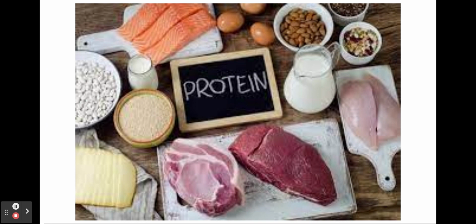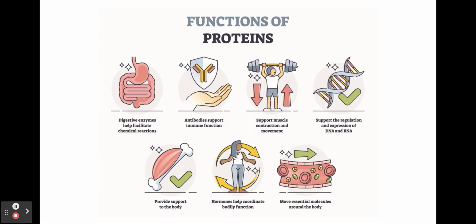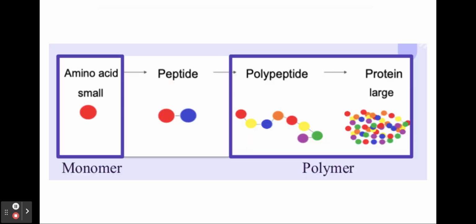The last macromolecule is called protein. Now, proteins have many different functions. They don't just have one main function. For example, they control chemical reactions inside your body, they make up your bones and muscles, they help antibodies fight inside the immune system. Many, many functions.